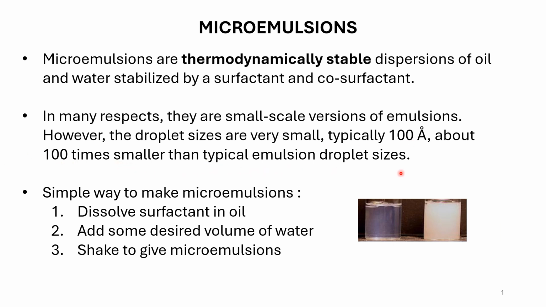size. This image shows the appearance of microemulsions and also the emulsion. The appearance of microemulsions is transparent, or we call it translucent. The preparation method of microemulsions involves dissolving the surfactant in oil, followed by addition of water, and then we just shake the mixture to give us the product, which is something similar to this.